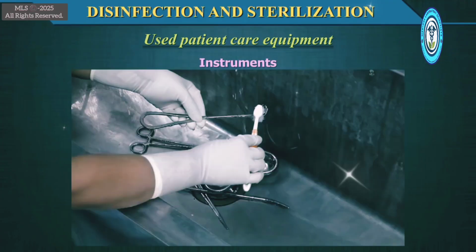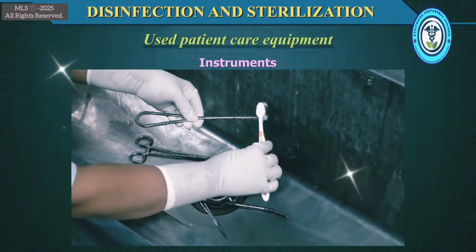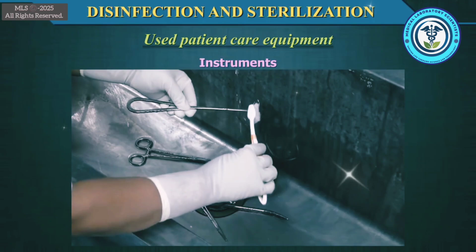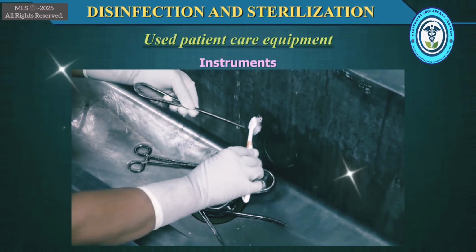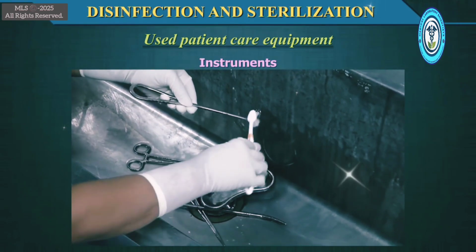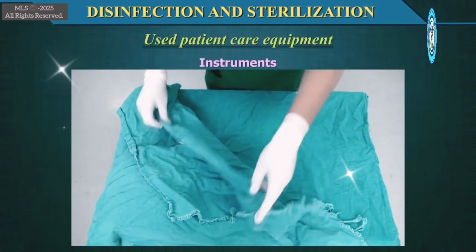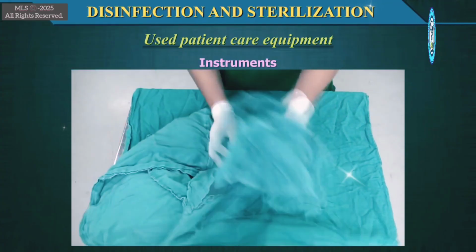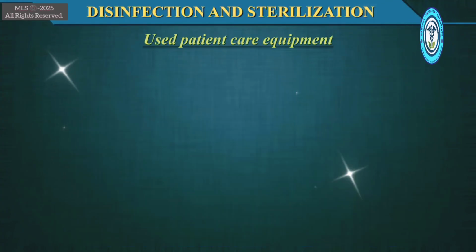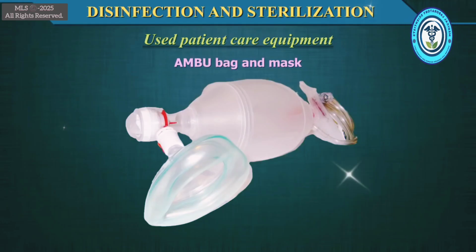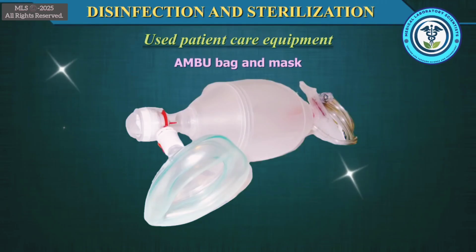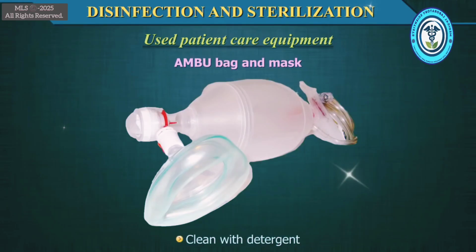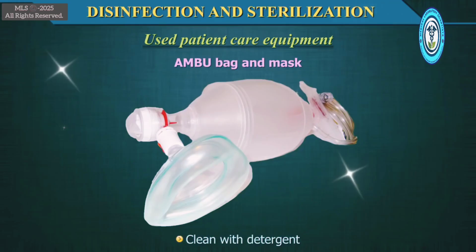Instruments: remove all protein, organic, inorganic matter at point of generation, for example, blood and body fluids, secretions, and water. Return to the sterilizing service department for appropriate reprocessing. AMBU bag and mask. Standard procedure: clean with detergent, dry, and send to the sterilizing service department. Change the mask after each patient.